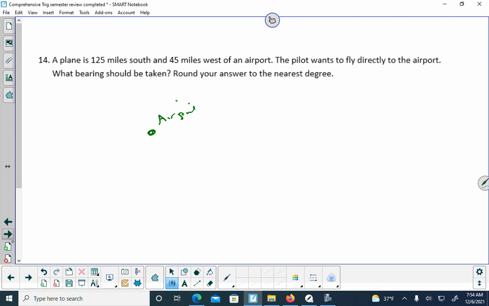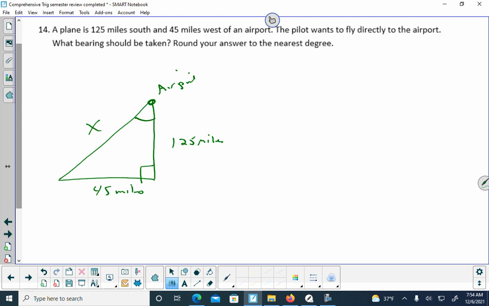The plane is 125 miles south and 45 miles west. And I know the distance the plane is from the airport. Since I'm going directly south and directly west, this can be a right angle. I want to find the bearing, so I want to find this angle up here.